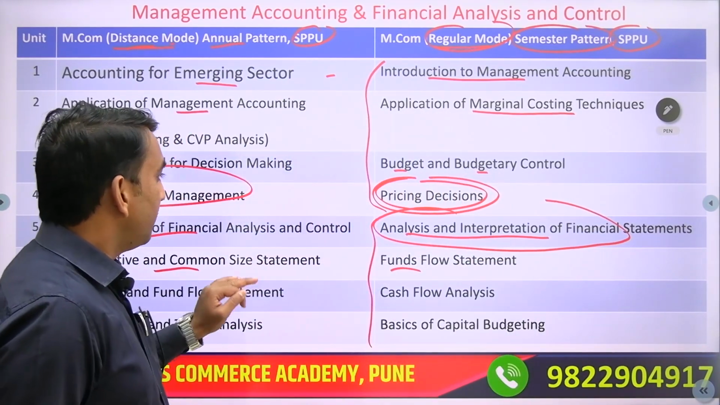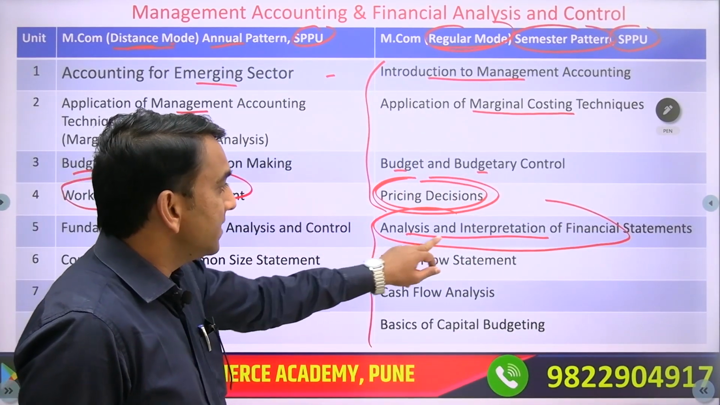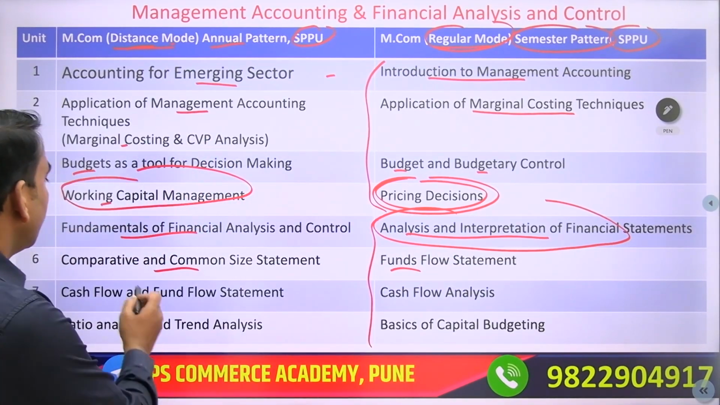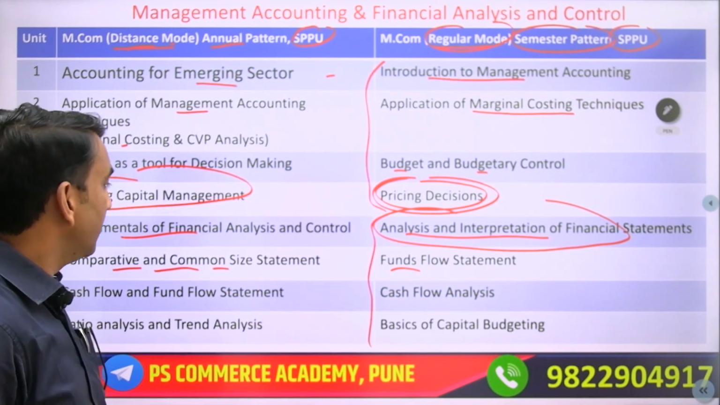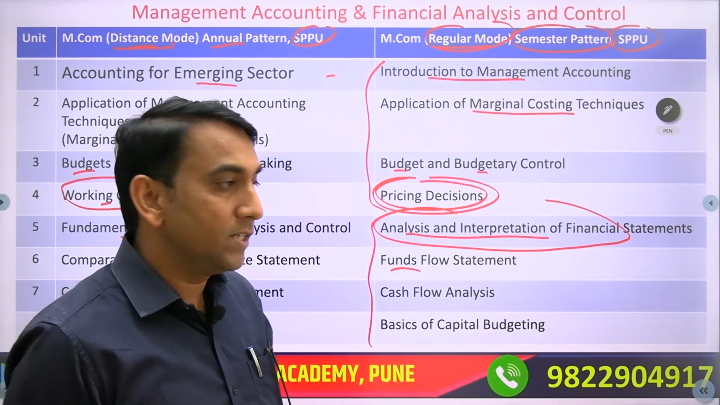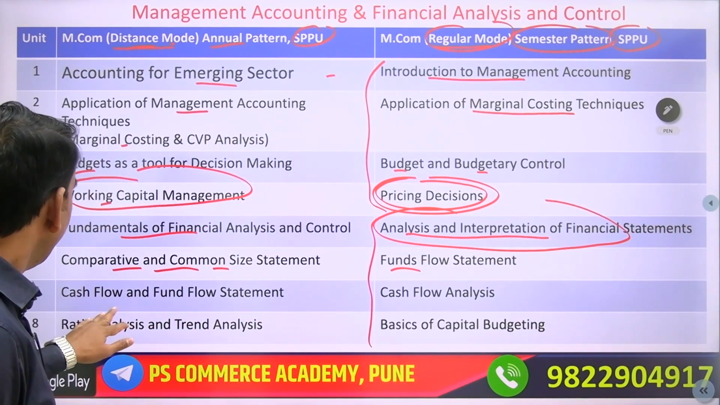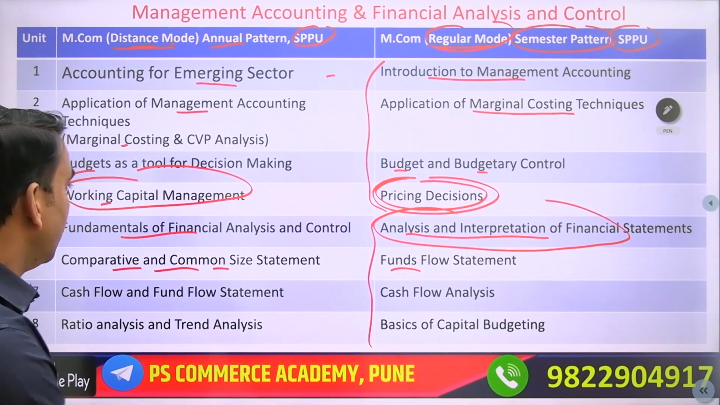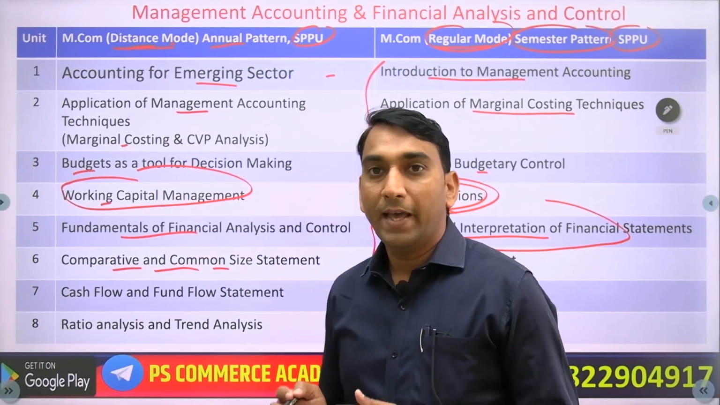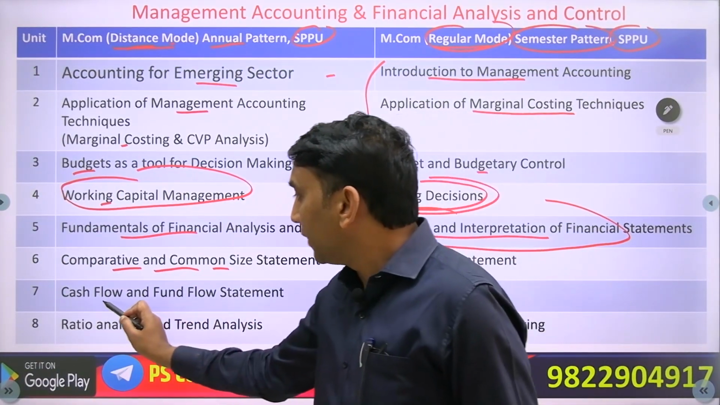So I am talking about this unit, analysis and interpretation of financial statement. In this unit itself, they have covered the comparative statement and common size statement. Even in this unit, they have covered the ratio analysis also. Then cash flow statement and fund flow statement. In the distance mode and in regular mode, both have the fund flow statement and cash flow statement.